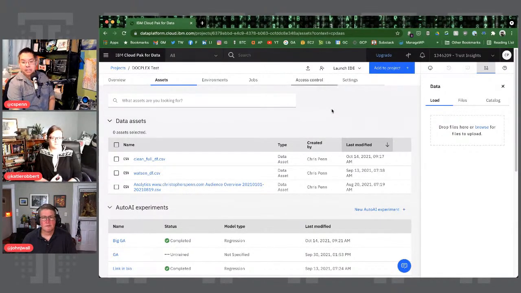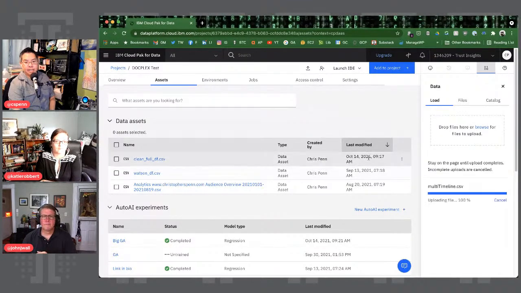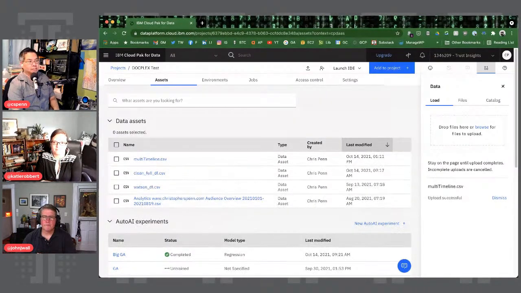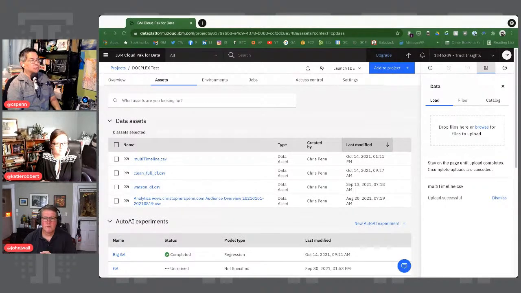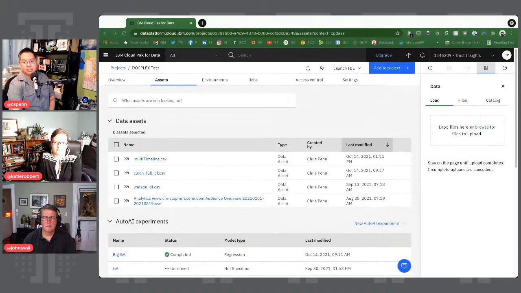So this is what Watson Studio looks like. I'm going to take my export. I just hit export on that Google Trends thing, and I'm going to take that CSV file. It's a real simple CSV file. Right there's week, and then there's the change management term. Real simple, not too terribly complex.